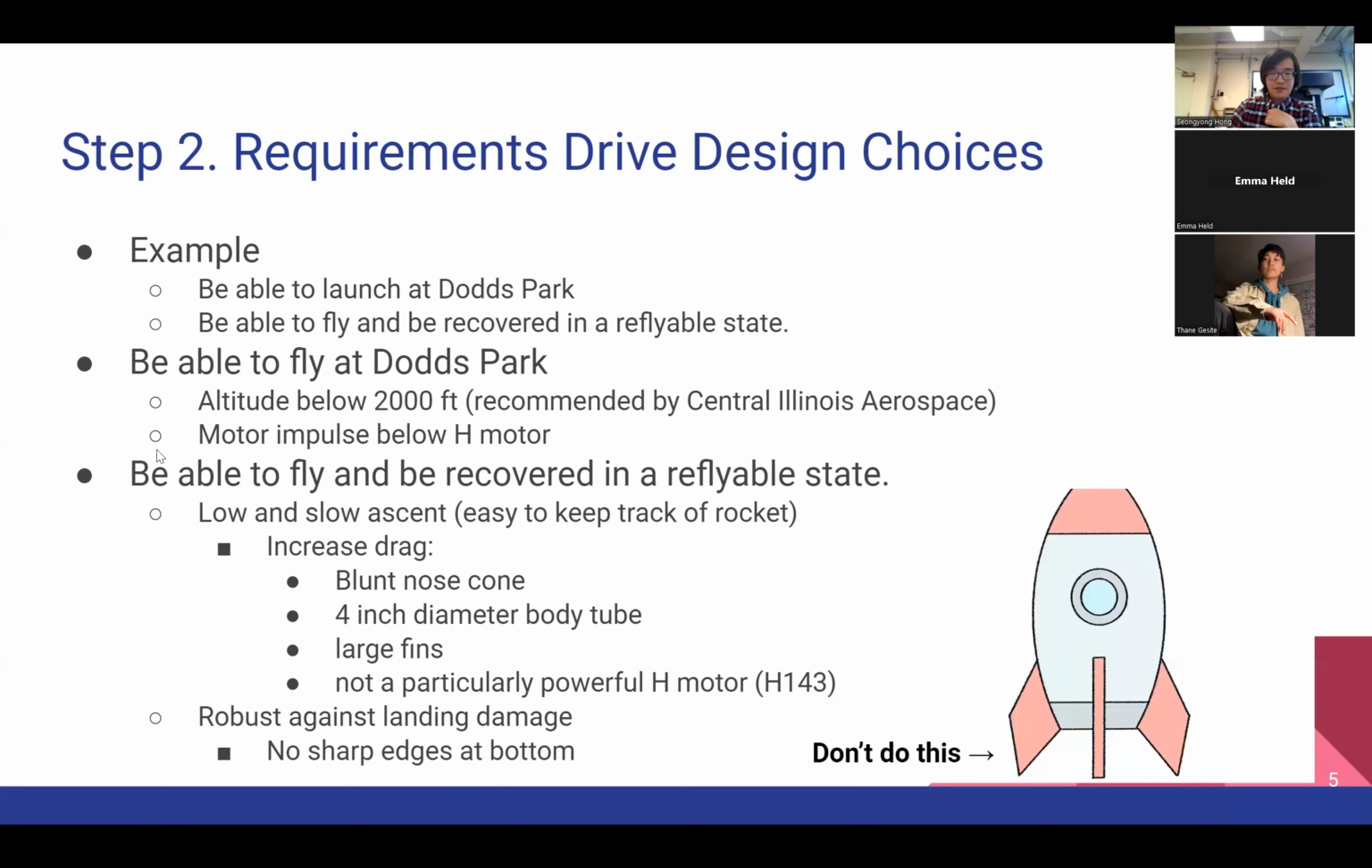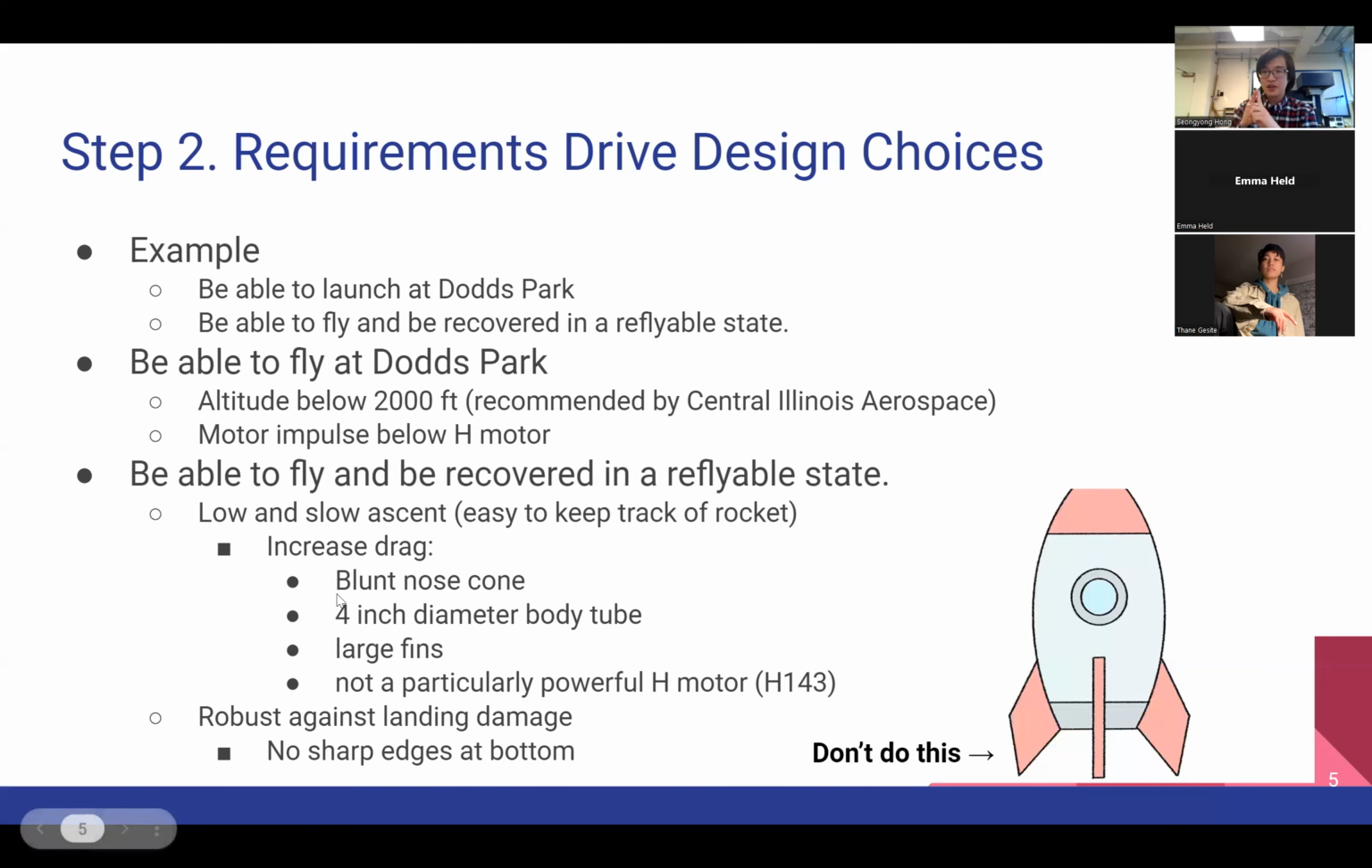And then let's go over to the second requirement, to be able to fly and be recovered in a reflyable state. For maximizing your chance of recovery, you really want a low and slow ascent. So you don't want to break the sound barrier. You don't want to go super fast. You want to go, well, low and slow. That makes it really easy to keep track of the rocket. And that intuitively means you're increasing your drag. That means basically these four things or more, but these are the design choices I went with for my L1 rocket.